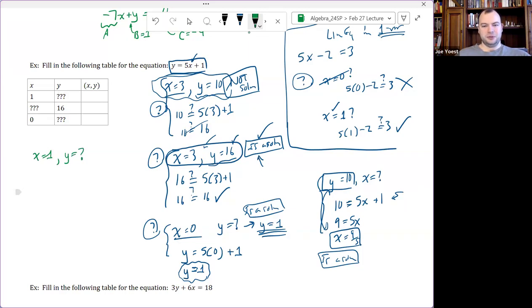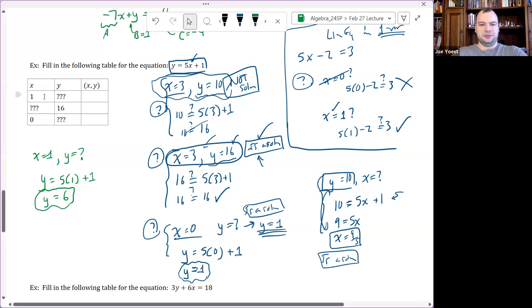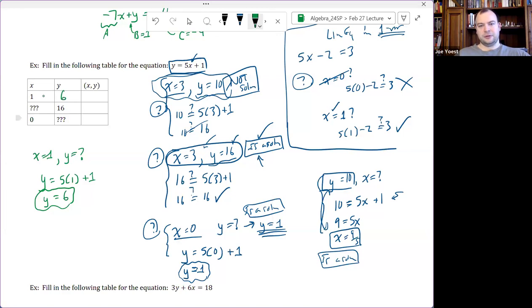Well, if I plug in x equals 1, I see that I had better choose y equals 6, or else I don't have a solution. And I could write this as the ordered pair x comma y, 1 comma 6. X equals 1, y equals 6 does represent a solution to this equation, y equals 5x plus 1.